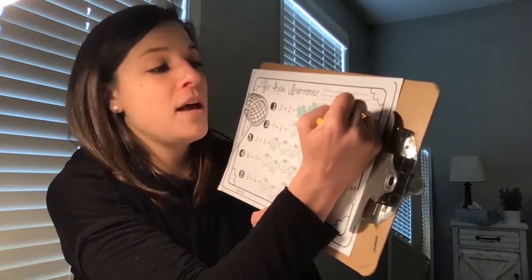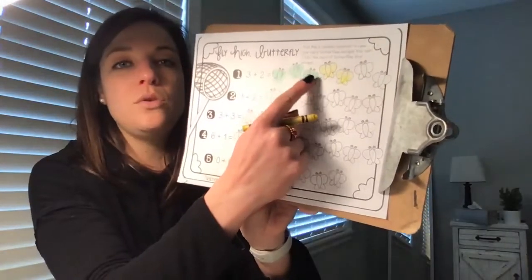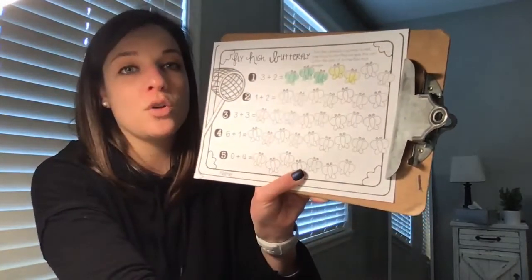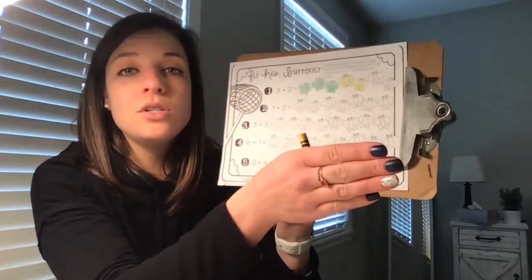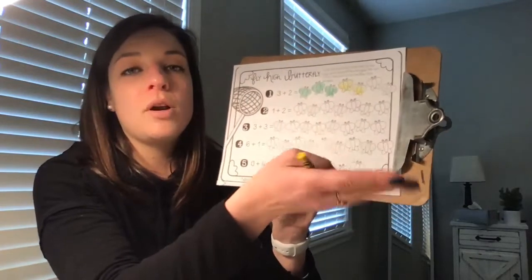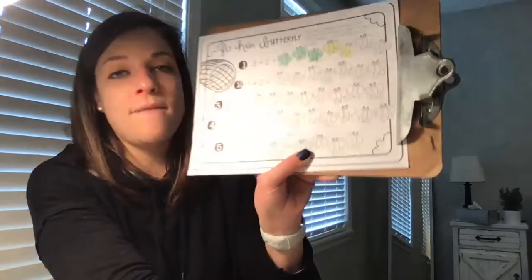How many butterflies all together escape? We have 1, 2, 3, 4, 5 all together. I don't color the other 2. I don't need the other 2 because the other 2 are not part of either of the groups. So I just showed 3 add 2 equals 5 all together.